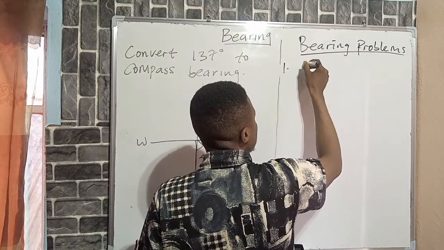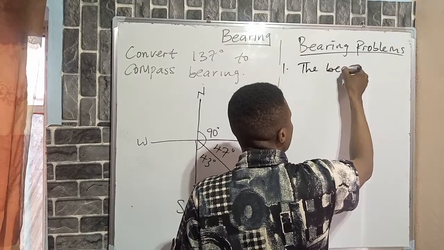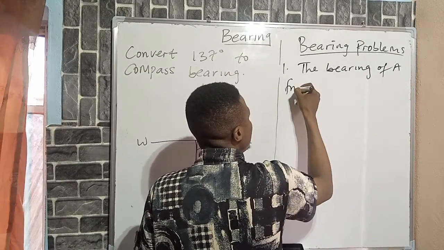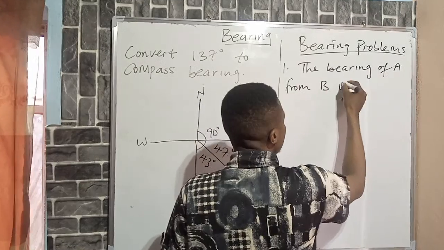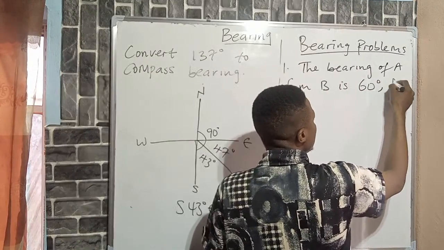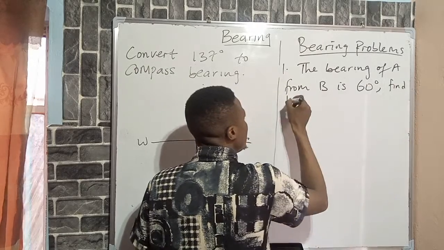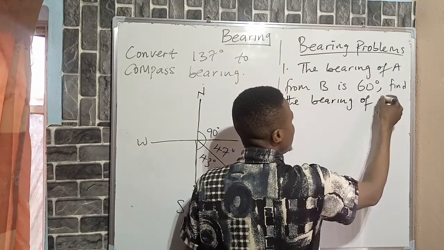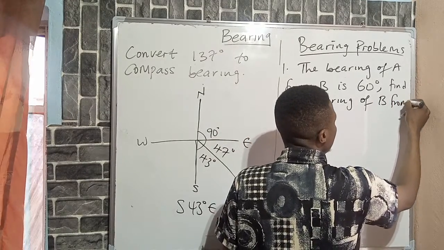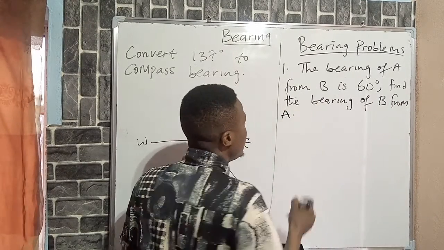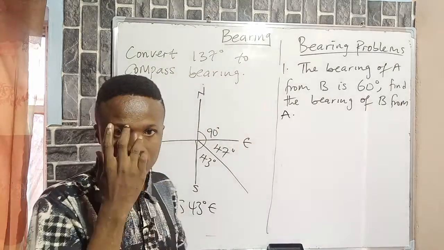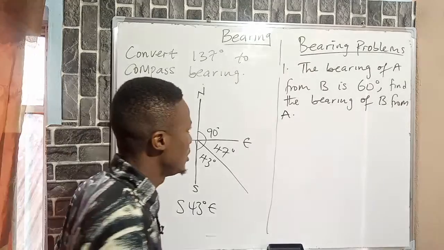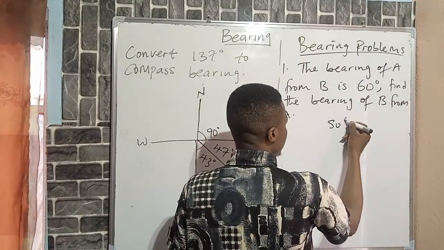So you might be asked, the bearing of A from B is 60 degrees. Find the bearing of B from A. The bearing of A from B is 60 degrees. Find the bearing of B from A. Solution.